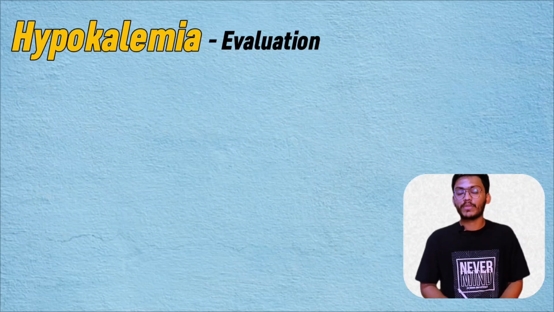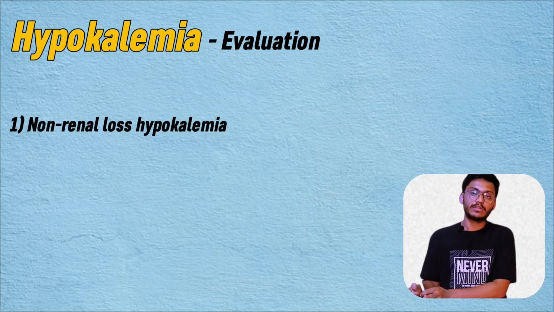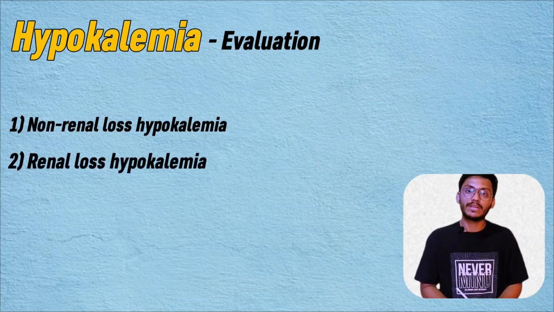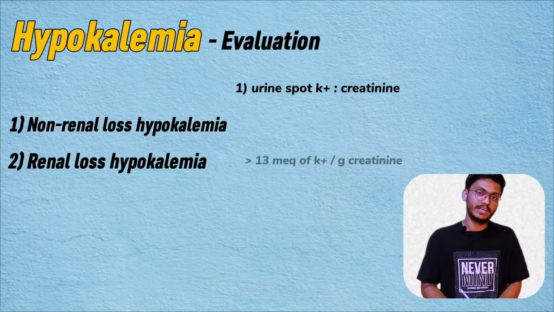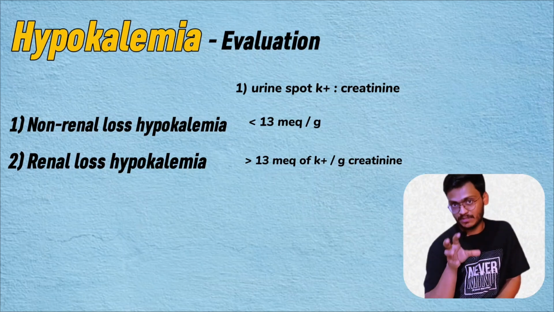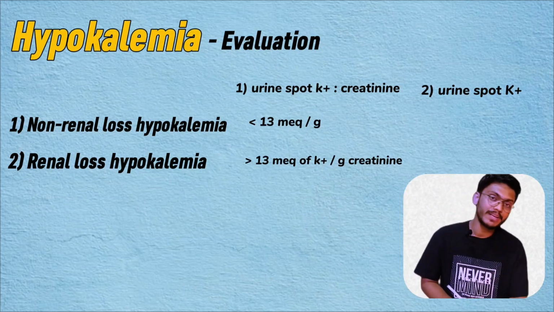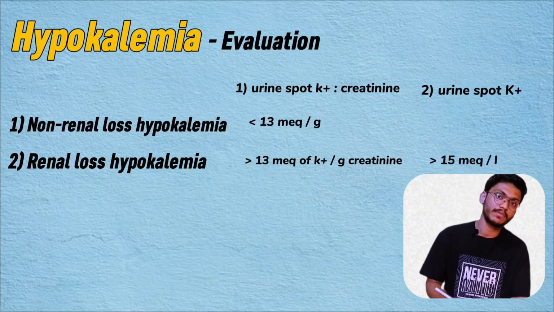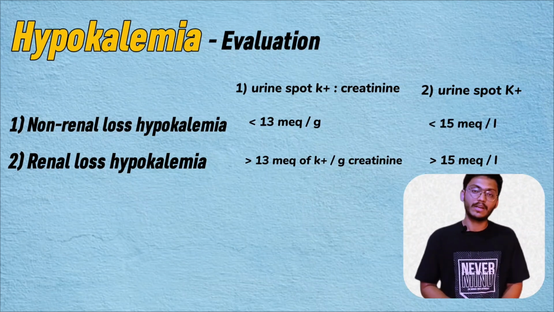The next step is to classify the cases of hypokalemia into 2 groups, that is non-renal loss hypokalemia and renal loss hypokalemia. So the second investigation that you should do is the ratio of urine spot potassium to creatinine. If this ratio is more than 13, then it is a case of renal loss hypokalemia. If it is less than 13, then it is a case of non-renal loss hypokalemia. Instead of this ratio, you can also do a single test, that is urine spot potassium. If urine spot potassium is more than 15 milliequivalents per liter, then also it is a case of renal loss hypokalemia. If it is less than 15 milliequivalents per liter, then it is a case of non-renal loss hypokalemia.